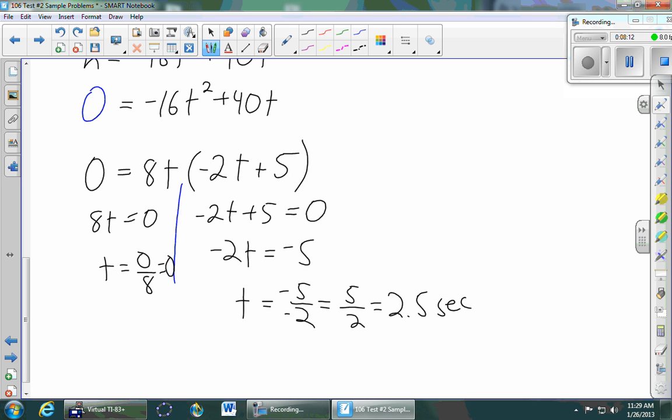So what does that mean? It means that the object starts on the ground. That's the t equals 0 that we found first. It's not an object, it's a stone. The stone starts on the ground at the beginning of this experiment, as opposed to being thrown, say, from the top of a roof or from somebody's arm 6 feet off the ground. And then it goes up, and then it comes down, and then the stone lands 2.5 seconds later.